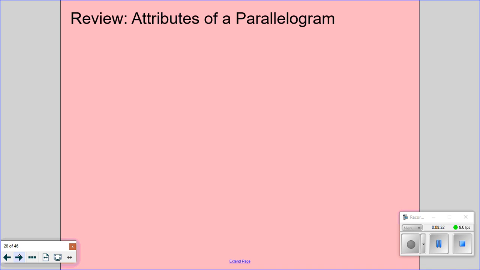All right, so we're going to review. You do not need to write this down, but if you're not sure, you definitely need to look in your notebook. What are the rules or attributes to being a parallelogram? If you don't know, look in your notebook. If you do know, raise your hand. What are the rules or attributes to being a parallelogram?